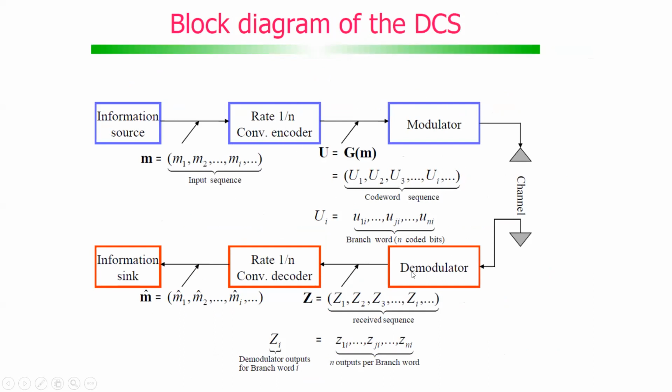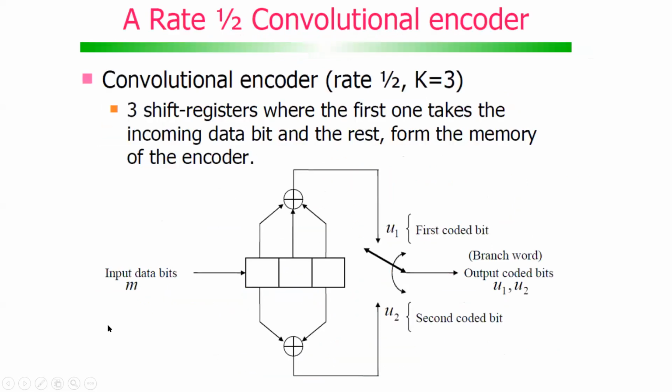Then at the demodulator side, the signal is demodulated and this received sequence needs to be decoded, because we have encoded it using the convolutional encoder. Now we need to decode it also, and then we will make an estimation of the message bits that were used to encode, right?